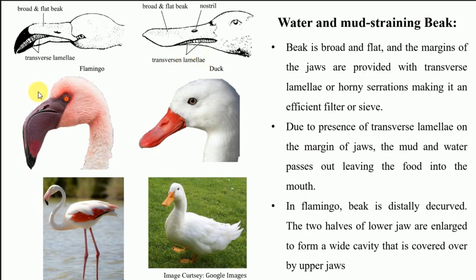Among the flamingo, the beak is distally decurved, and the two valves of the lower jaw are enlarged to form a wide cavity that is covered over by the upper jaw. Here you can see the lower beak is highly modified. It is provided with two valves and becomes enlarged, so it forms a wide cavity within the beak, which again is provided with transverse lamellae that can be used as a sieve. So this is about the water and mud straining beak.